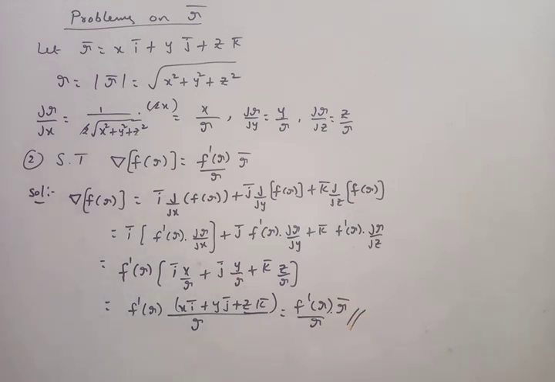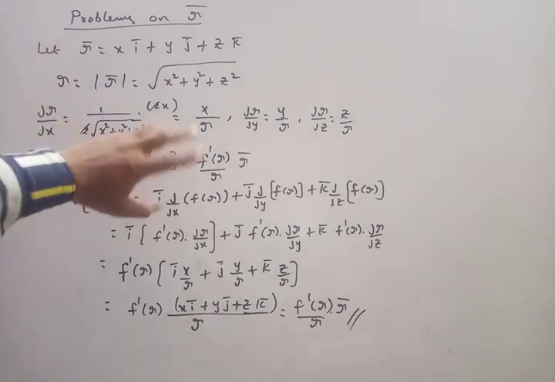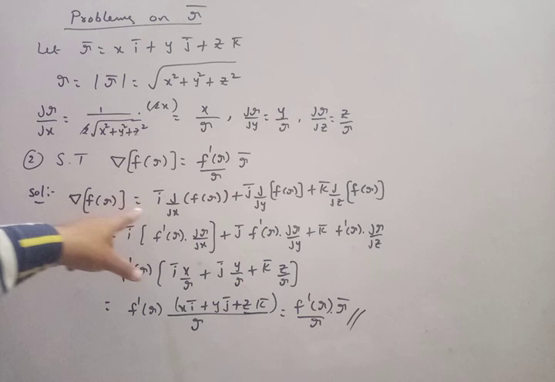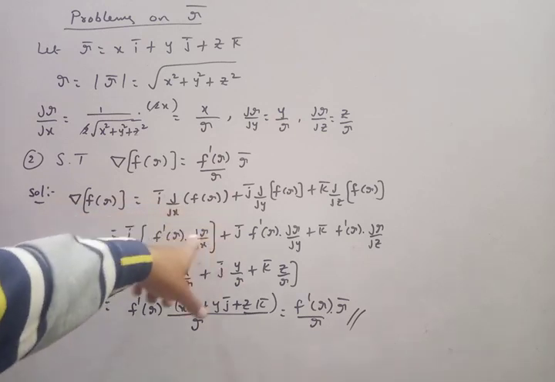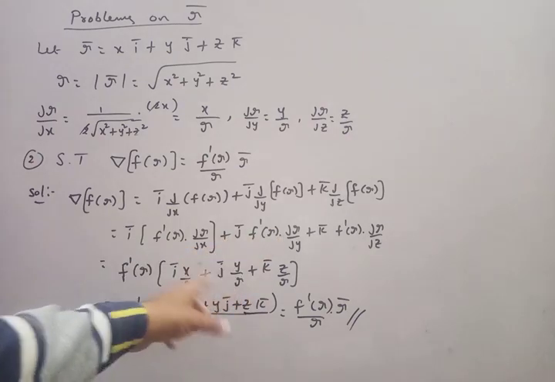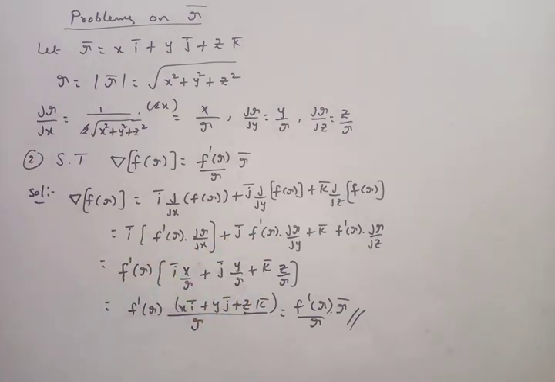So it's a very simple problem. The only thing is: first you have to write these three data, then del of f of r, the gradient. If you separate it, the gradient formula we are using here, then differentiate with respect to x, y, z and take out the common, you will get the answer. Okay, we'll see another problem.